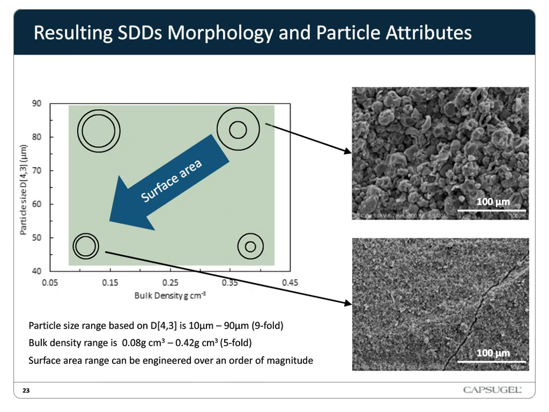There were 8 runs, but this is the cartoon just showing the different morphologies we get, the different particles. What we were able to achieve by changing those parameters in the spray dryer is a particle size range, based on a D43, between 10 micron and 90 micron. So that's a 9-fold difference in particle size just by changing our spray drying conditions. And the bulk density range was 0.08 grams per cc to about 0.42 grams per cc, which is a 5-fold difference.